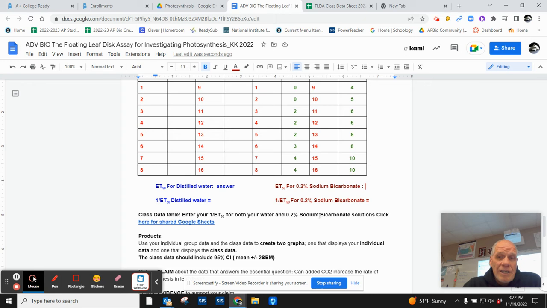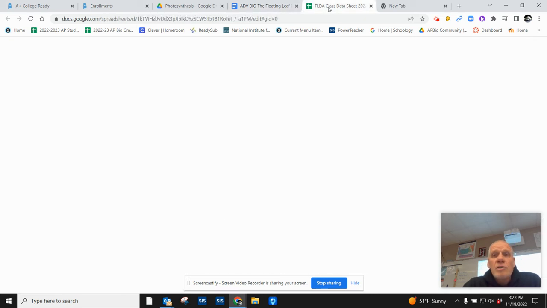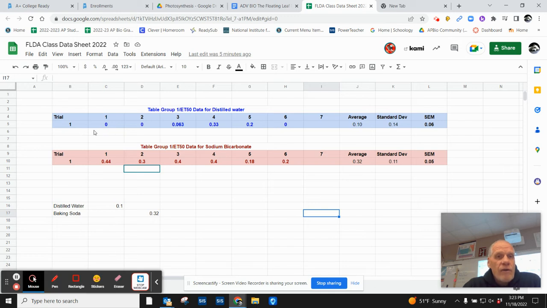But anyways, you were supposed to calculate ET50 for your table group, and then add it to this graph. Let's look at the bottom one. That's the sodium bicarbonate. So group 2 calculated their ET50. For table 1, it was 0.44. Table 2 was 0.3. Table 3 was 0.4. Same for table 4. Table 5 was 0.18. And table 6 was 0.2.